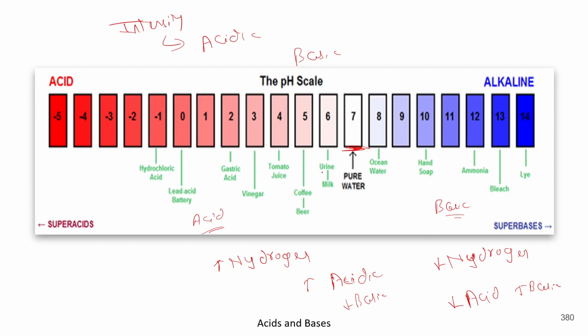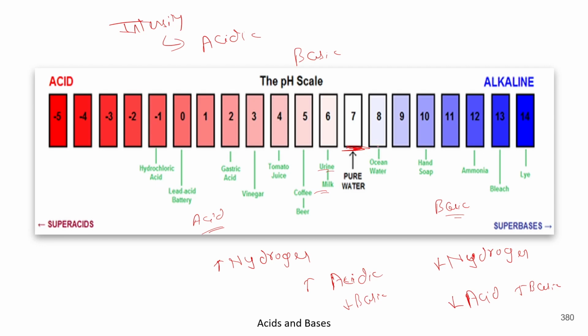Here you can see urine and milk have a pH of 6, so they are acidic. Coffee and beer have a pH of 5, so they are acidic. Tomato juice has 4, also acidic. Vinegar has 3, acidic. Gastric acid has 2, acidic. Lead acid battery has 0, acidic. Hydrochloric acid has -1, acidic.